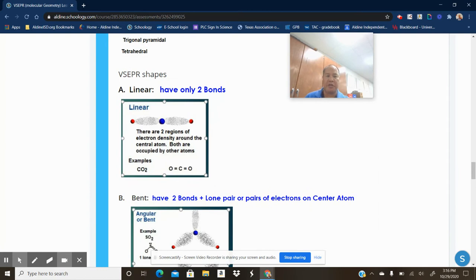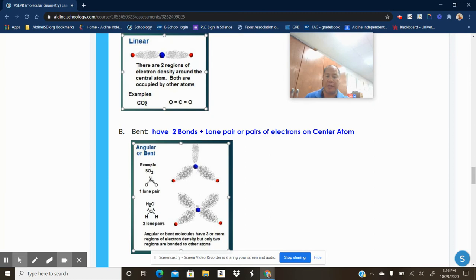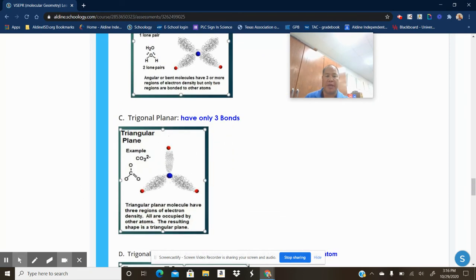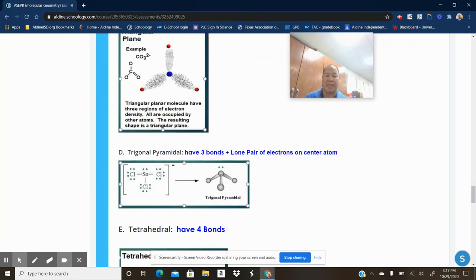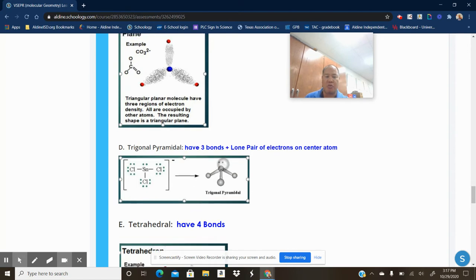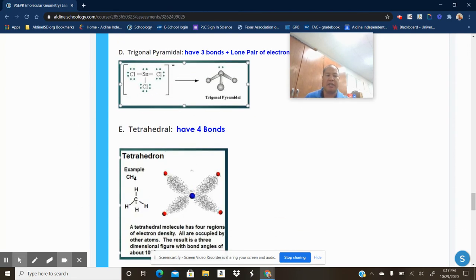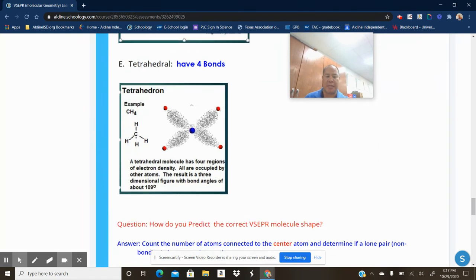So to be linear, you only have 2 bonds. To be bent, you have 2 bonds plus a lone pair of electrons on the center atom. For trigonal planar, you have 3 bonds only. For trigonal pyramidal, you have 3 bonds and a lone pair of electrons on the center. Those are the 2 dots right here, right? And then lastly, tetrahedral has 4 bonds, okay?